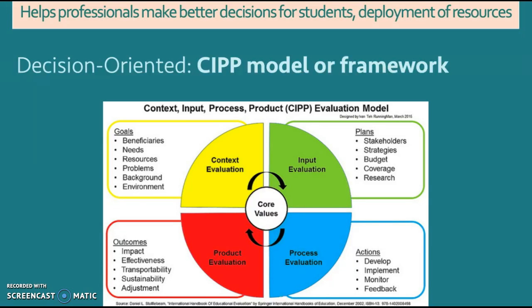Decision-oriented approaches, such as the CIPP model or framework, can be utilized particularly to help managers, funders, and other folks in positions to make the call to add or create a program, tweak an existing program and keep it going, or significantly overhaul or scrap a program. And this can be done to make their decisions based on data from assessing or evaluating across these sorts of domains here. And so the CIPP model accounts for context, input, process, and product, and takes into consideration all of these things at once.